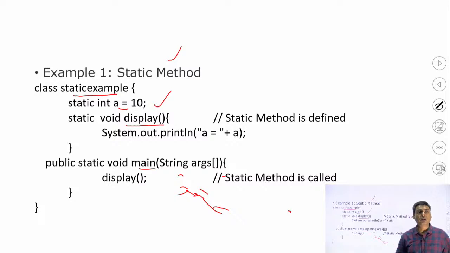Generally, whenever we are calling a method, we need to create the object. But here, when we have this method as static, there is no need to create the object. We can call this method without any object. So it is the main method. Now in the main method we are calling this function without any object.